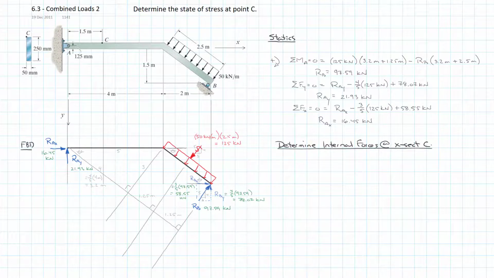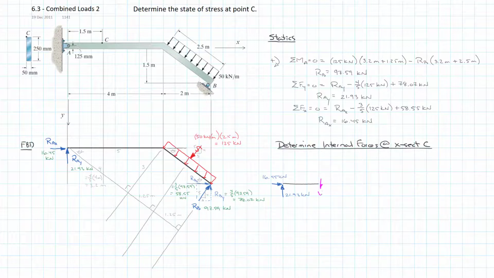And to do that, we're going to do a quick partial free body diagram. So I'll just get my section in here. So we're going to be going from support A to the cross section at C. So that means I have my reactions RAX and RAY on the left-hand side, and they have 16.45 kilonewtons and 21.93 kilonewtons. And then I have my internal forces at point C.